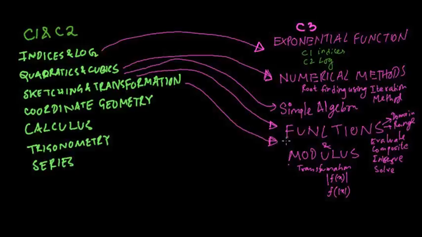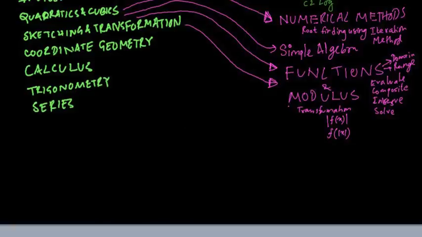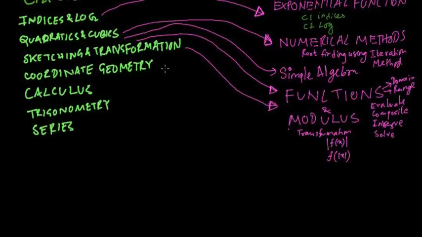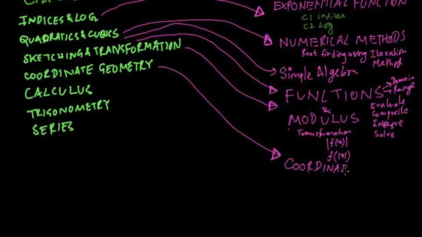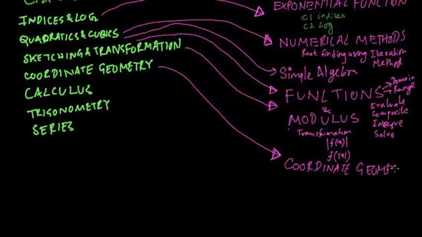Now the next question that we have is going to be from coordinate geometry. In coordinate geometry, we need the entire concept of coordinate geometry that we learned in C1 and C2. That means we have to find the equation of a line. That is the main question. There is nothing new in coordinate geometry. The whole thing is based on what we learned in C1 and C2.